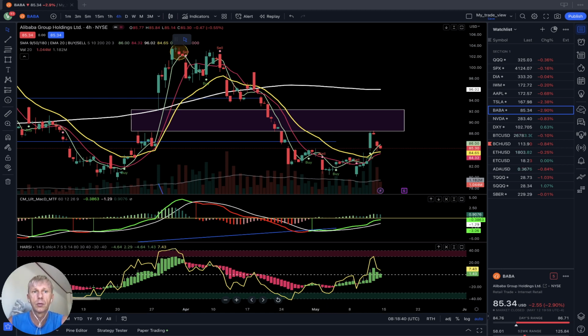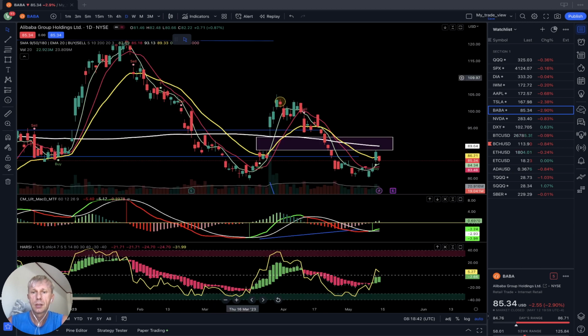Let's move back to daily. This is the gap it touched yesterday. It touched the gap. Gap works. It can touch the gap and be rejected from the gap. It can fill the gap and be rejected from the filled gap.